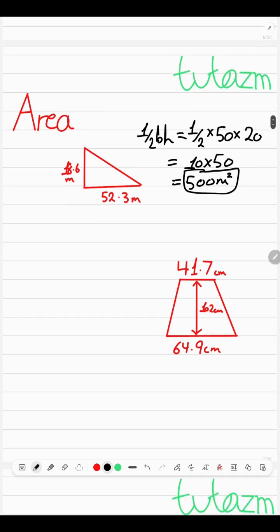Have a go at working out the area of this trapezium at the bottom. Pause the video and I'll be with you shortly.